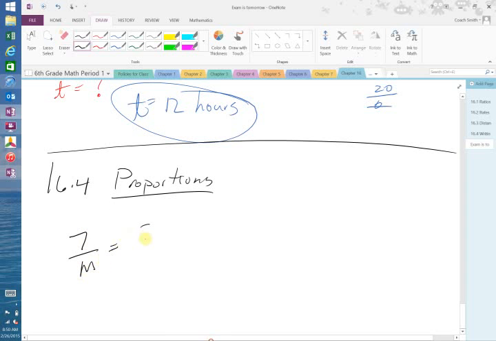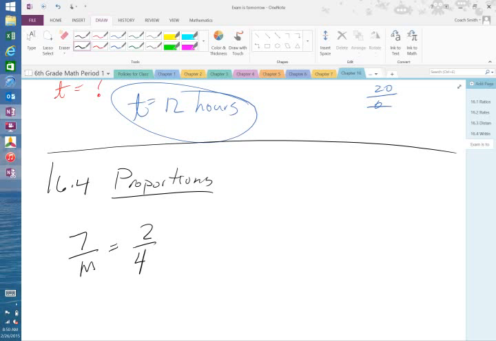7 over m is equal to 2 over 4. Now, we just came off of doing these. What do I do to solve that proportion? What do we do? Emma? No. Good guess, but it has an equal sign instead of a times sign. So we can't do the Jimmy Neutron. So we got to do what, Michael? No, that would be Jimmy Neutron. Can't cross cancel.